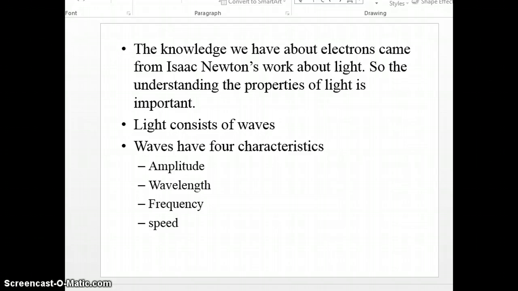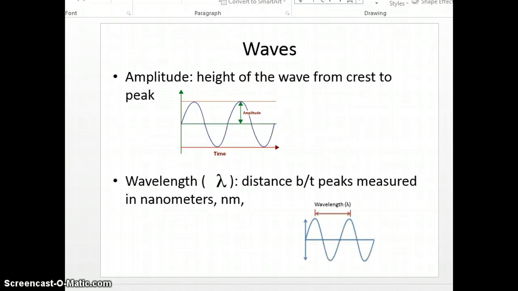So, the knowledge we have about electrons comes from Isaac Newton's work about light. So understanding the properties of light is important. Light is made of waves. Light consists of waves. There are 4 big main characteristics to waves: the amplitude, the wavelength, the frequency of the wave, and the speed of the wave. And understanding this has let scientists understand, again, things about the electron.